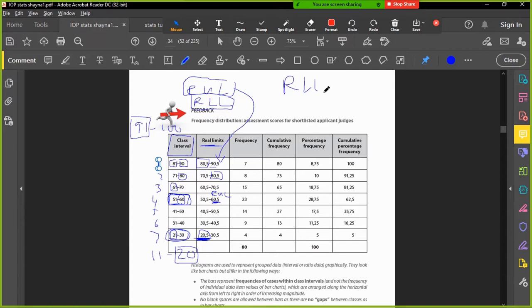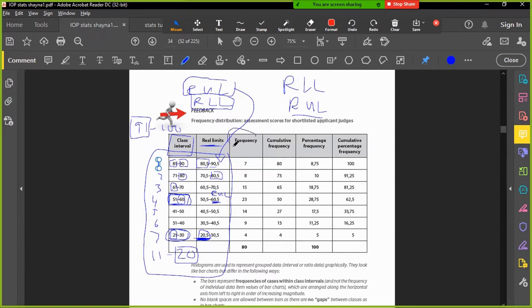So real lower limits and real upper limits: you need to look at those intervals, those classes. Please go over it and see if you can work them out, because you've got them here. You just need to get to them. Okay, I'll go over the page.